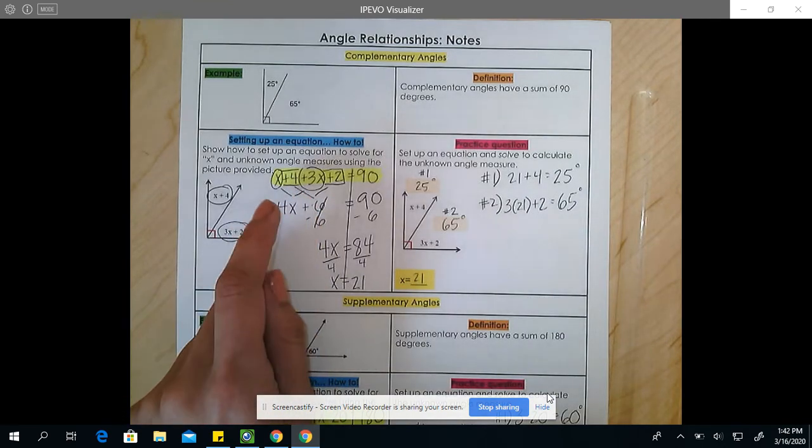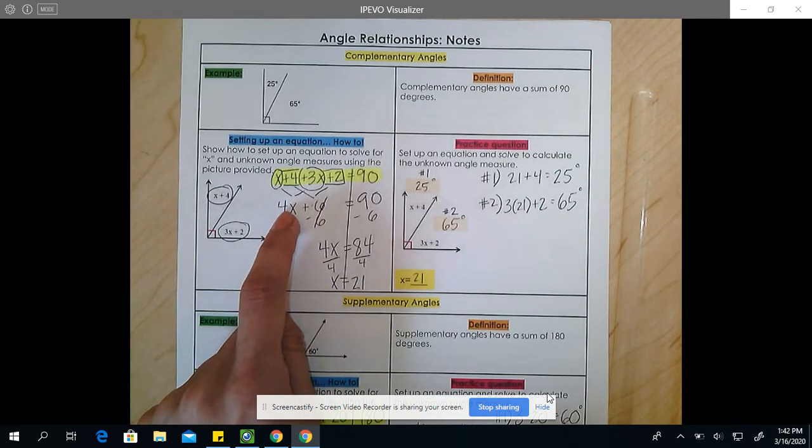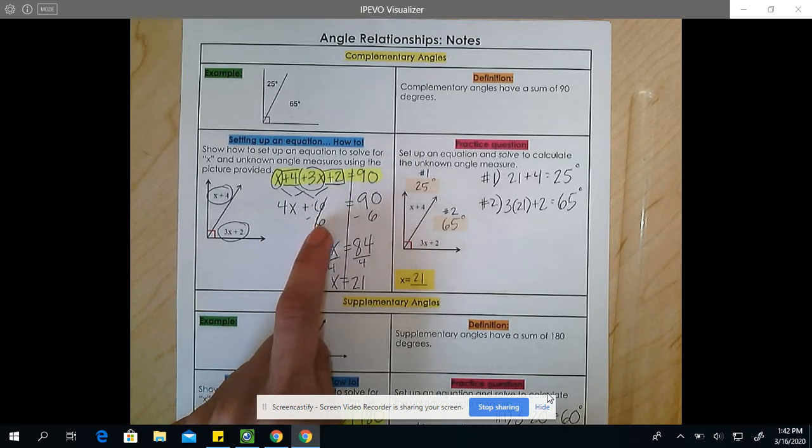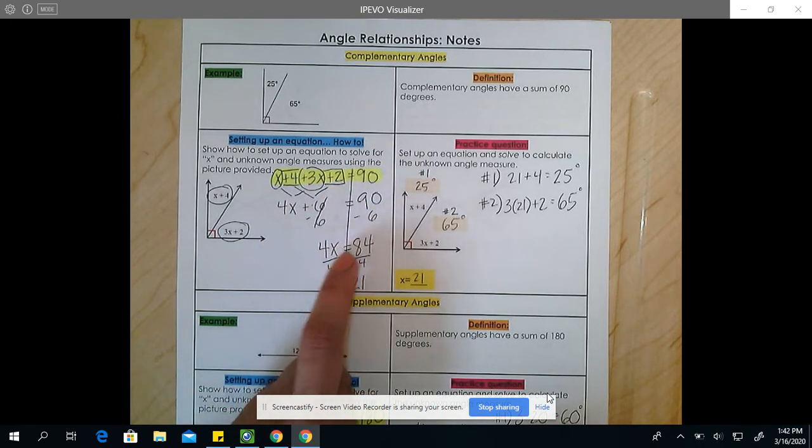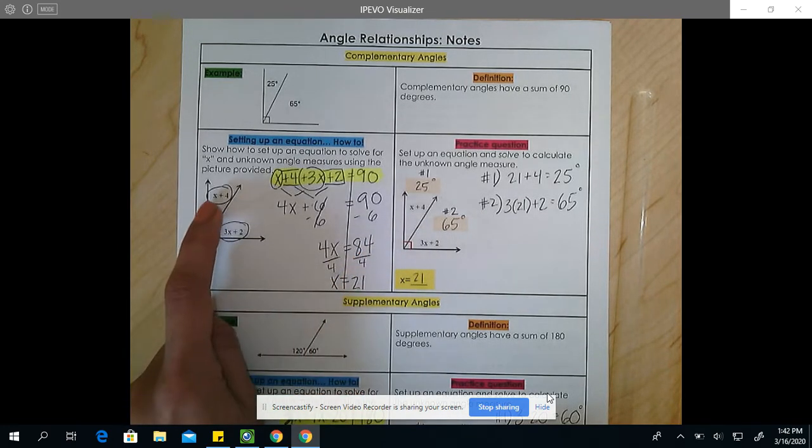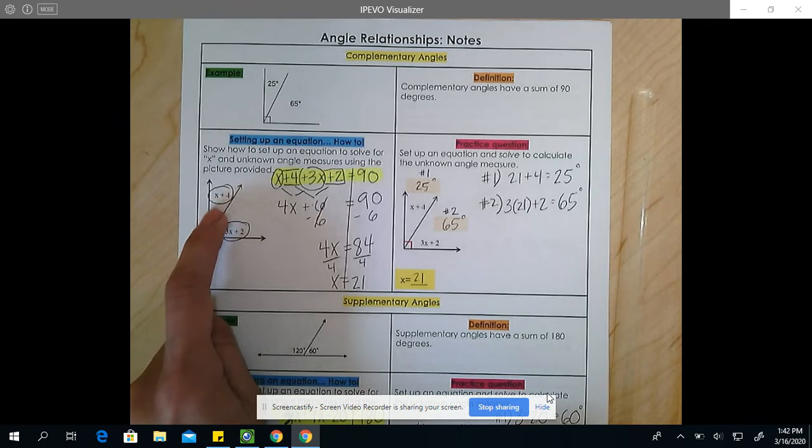I'm going to first combine like terms. x plus 3x is 4x, 4 plus 2 is 6, 4x plus 6 equals 90. Subtract 6 from both sides, divide by 4 on both sides. x equals 21. Okay, that is the value of x. That is not the value of the unknown angle.